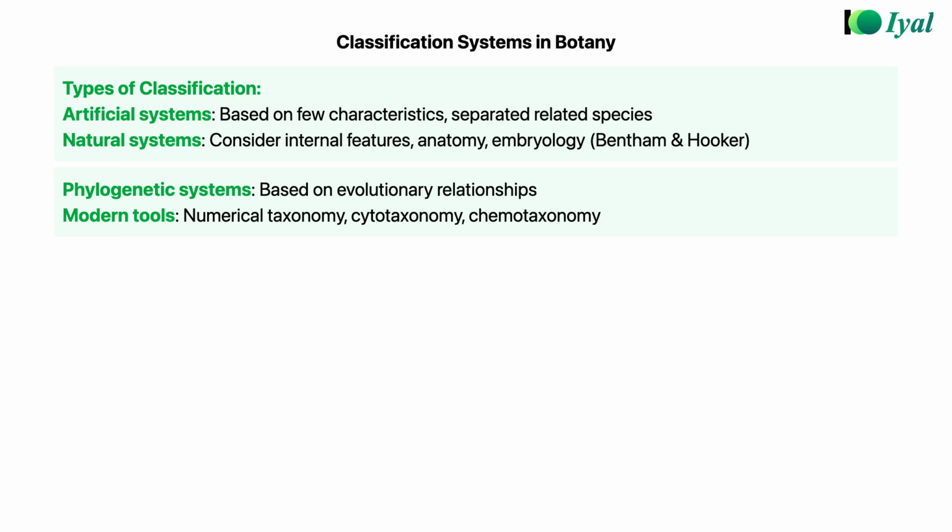And we have some really cool modern tools to help us classify plants. Numerical taxonomy uses computers to analyze hundreds of characteristics. Cytotaxonomy looks at chromosome numbers and structure. And chemotaxonomy uses chemical constituents to resolve confusions. Technology has really revolutionized how we classify plants.